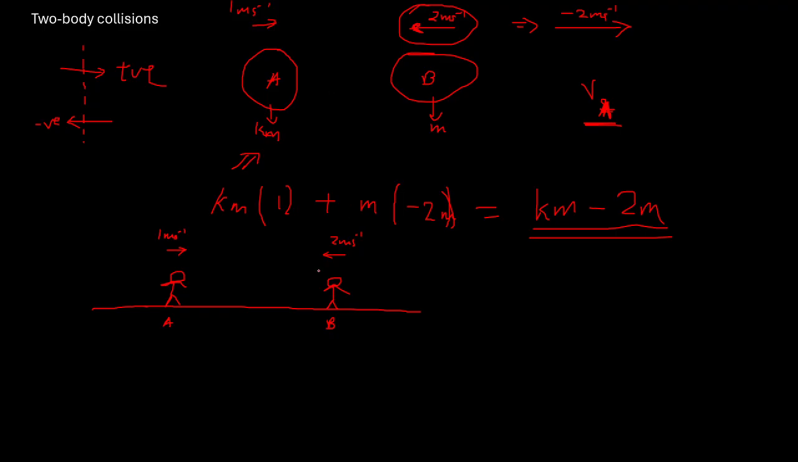So what is the speed of approach, you may ask? Let's say that the distance between them is 9 meters. If I waited for 1 second, person A would move 1 meter and person B would move, well, 2 meters, right? So now the distance between them is 6 meters.